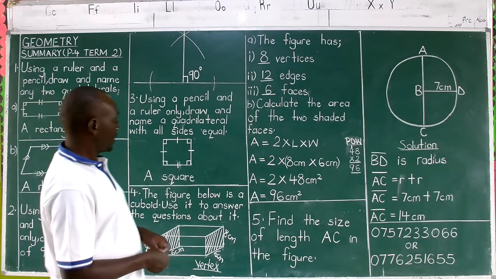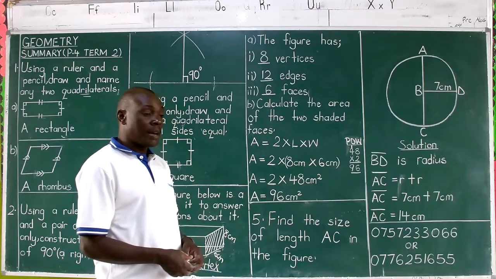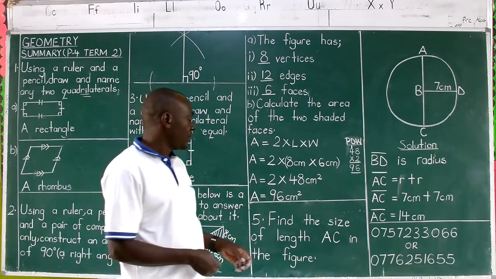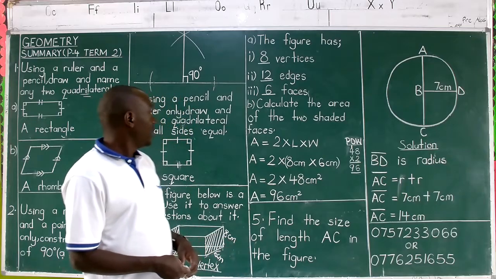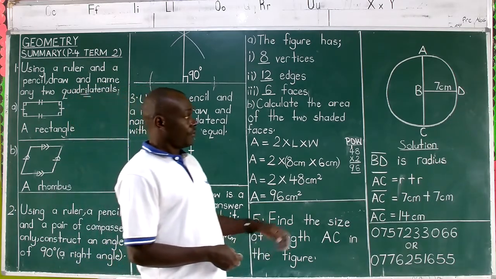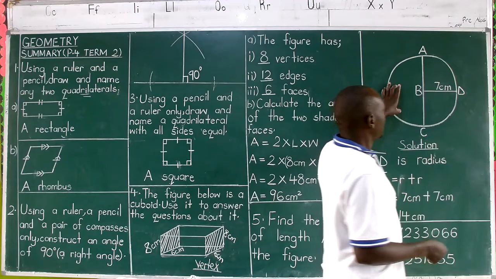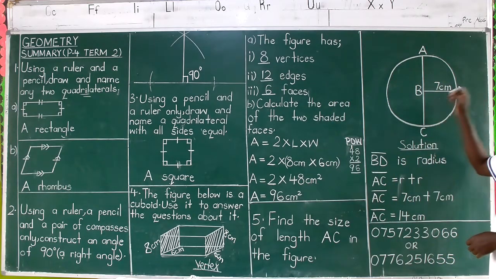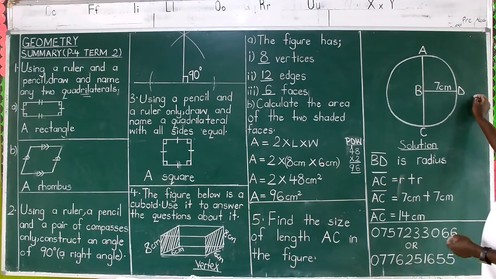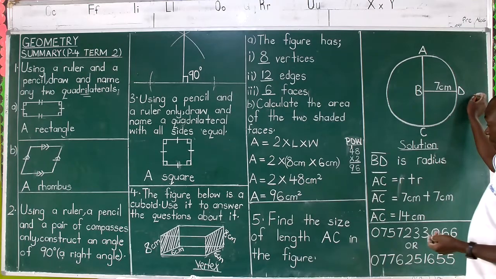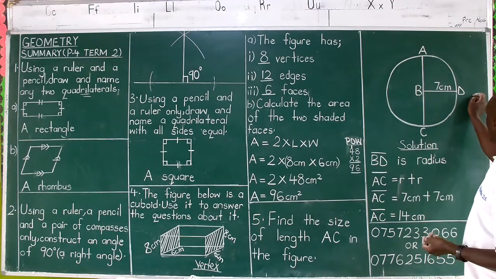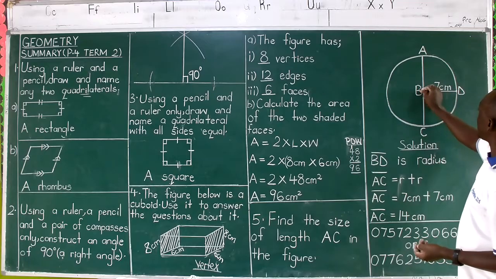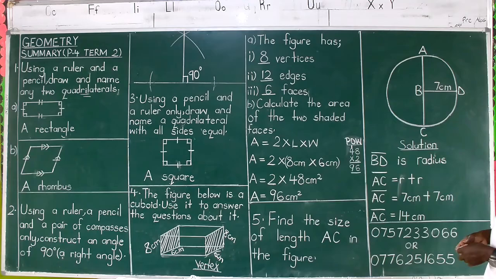Before we look at the last example in this episode of geometry summary, which is example number 5 today. Find the size of the length AC in this figure. The figure is a circle here. Look at our circle. The circle is that round object. And now it has got some lines which we learned, and now we are summarizing. A line going from the wall of the circle to the center, from the circumference of the circle to the center, is called a radius.